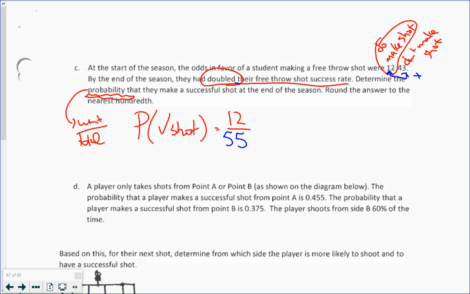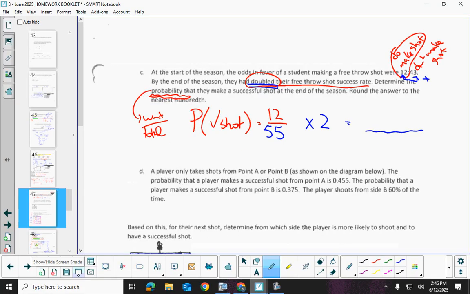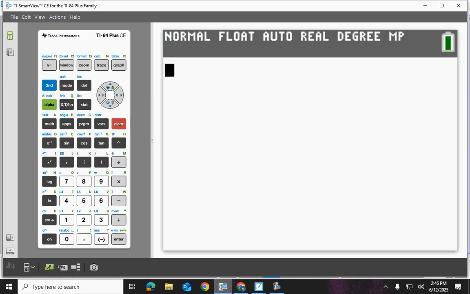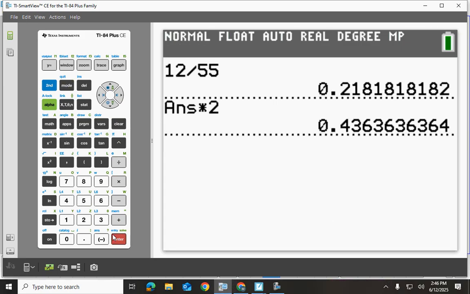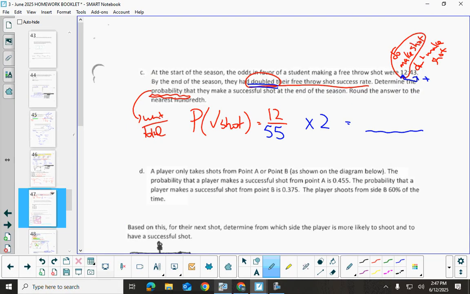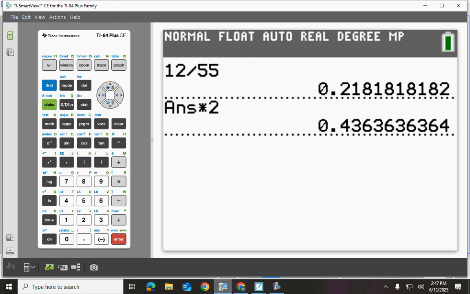By the end of the season, it doubles. So we just have to times it by 2 because it doubled. So on your calculator, 12 over 55, and then double it. It wanted the answer to the nearest hundredth. So nearest hundredth would be 0.44.